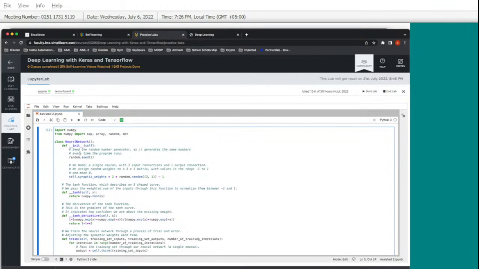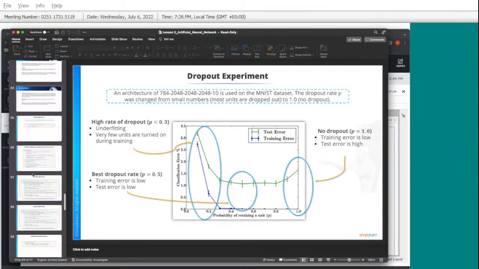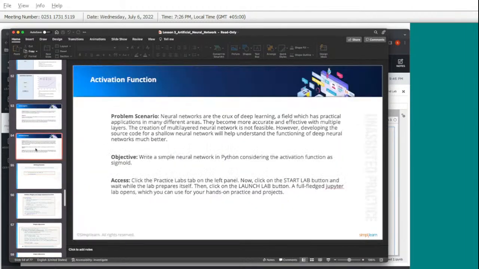We will build, let's go to the problem statement. It was nicely written. Where was this problem statement? I think this is the problem. We'll build a neural network. Write a very simple neural network considering the activation function as tanh. In this case, I think we will use tanh.